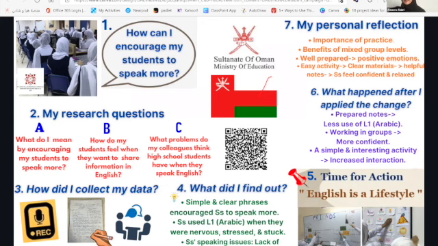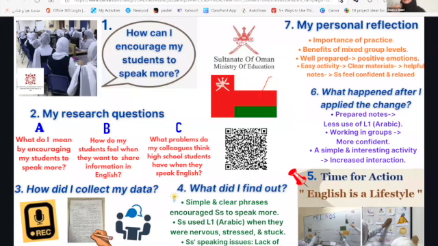After I analyzed my data, guess what I found out? Simple and clear phrases encourage my students to speak more. My students used L1 Arabic when they were nervous, stressed, and stuck. Students' speaking issues included lack of confidence, shyness, and fear of judgment.